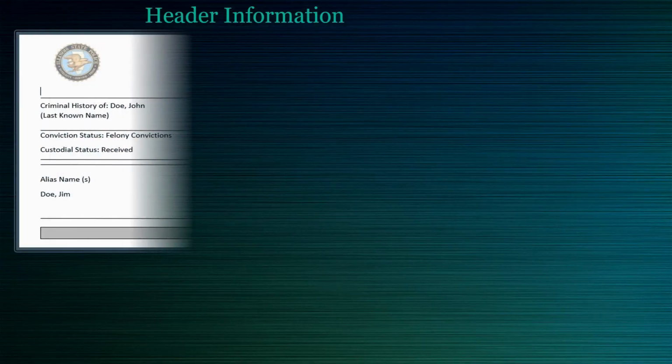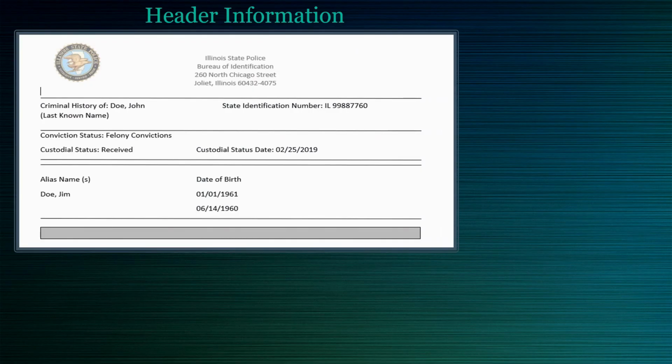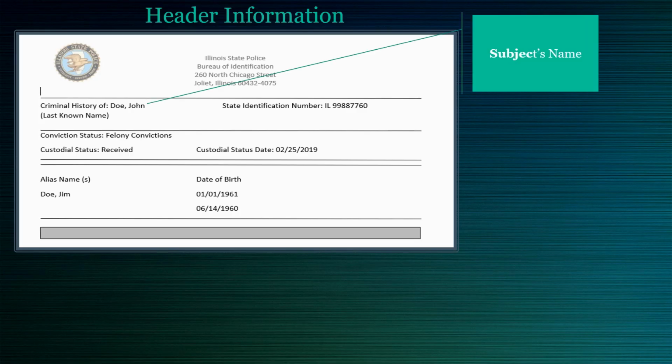First, we have the subject's name field. Notice the words last known name in parentheses for those subjects using multiple names. This is the name the subject is most recently using and used at the time of his or her latest arrest event. The applicant name used will also appear in the identifier section on the cover page, which will appear prior to the rap sheet in your response package.